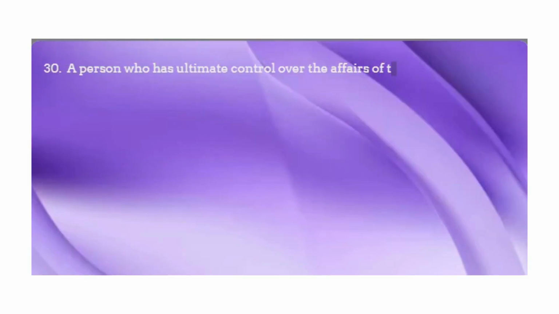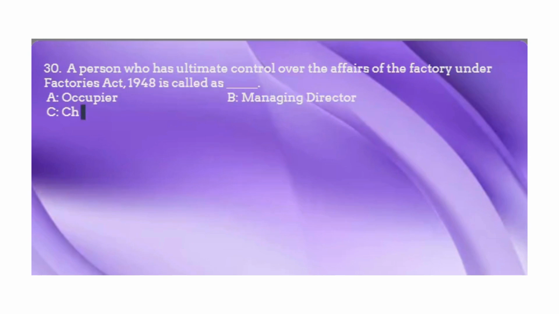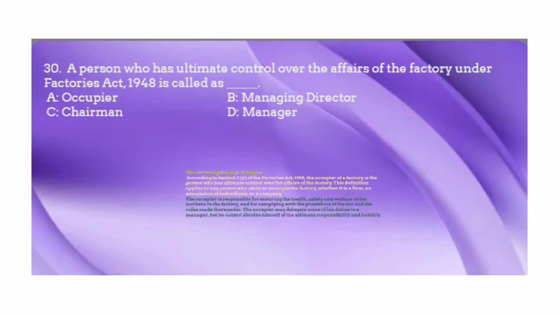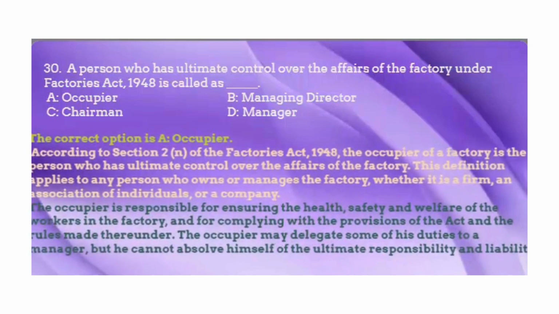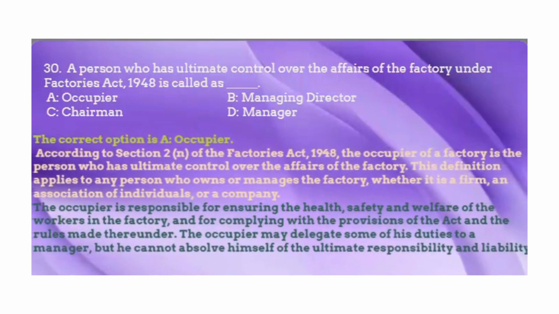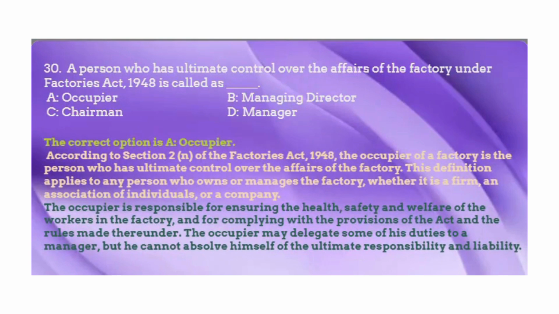30th question. A person who has ultimate control over the affairs of the factory under Factories Act, 1948 is called as. The correct option is A, occupier. According to Section 2(n) of the Factories Act, 1948, the occupier of a factory is the person who has ultimate control over the affairs of the factory.